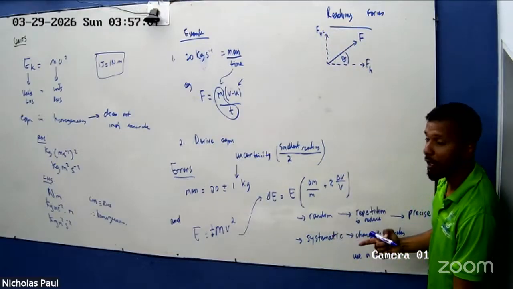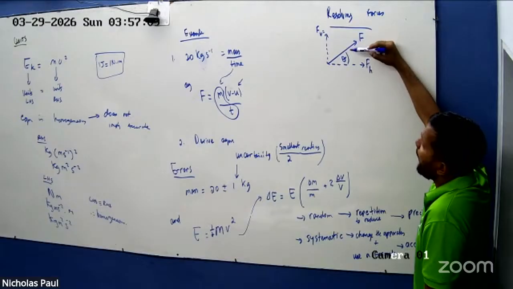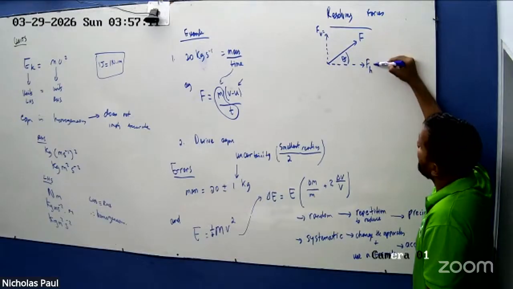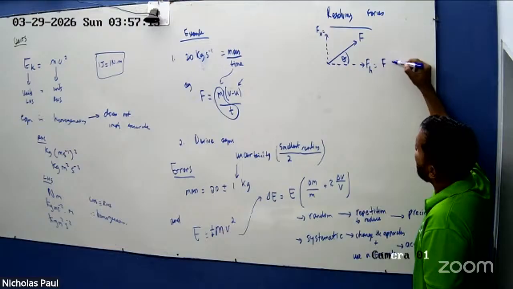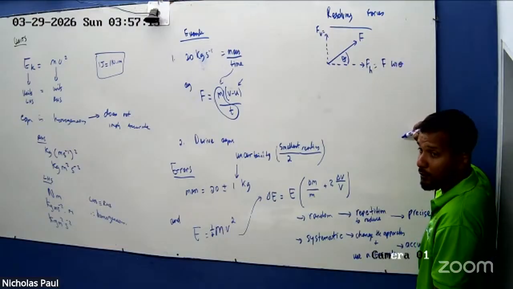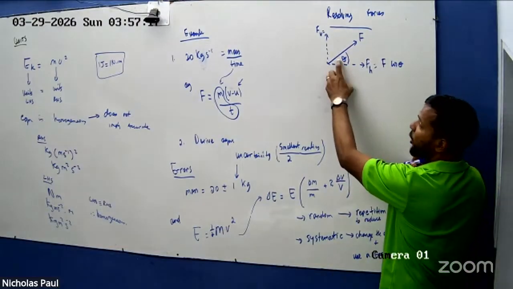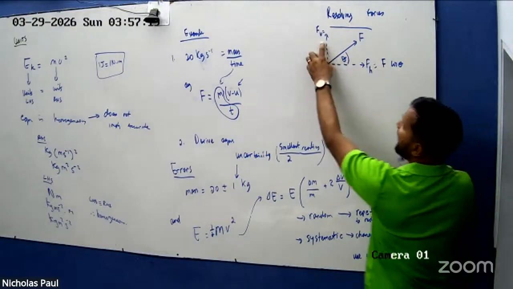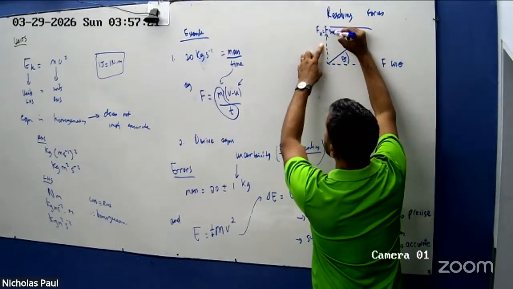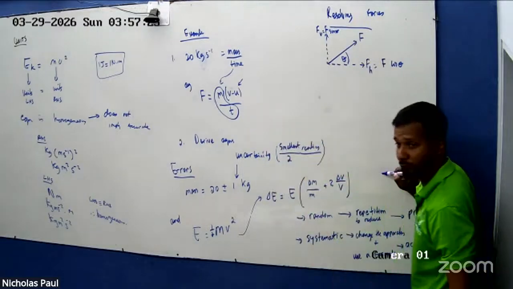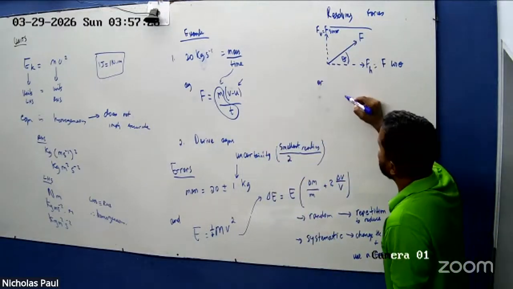How do we work out the components? Real simple. Wherever theta is, that will be F cos theta. Wherever theta is next to or adjacent, that's cos, and the other will be sine. That's okay? Or we could try our next example.